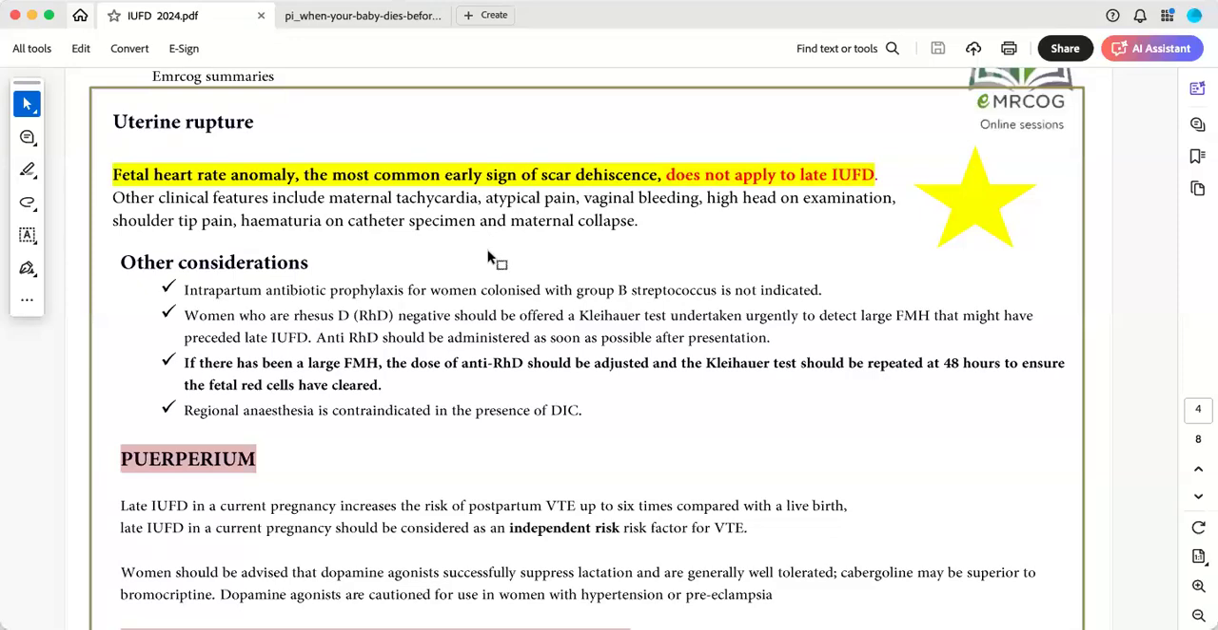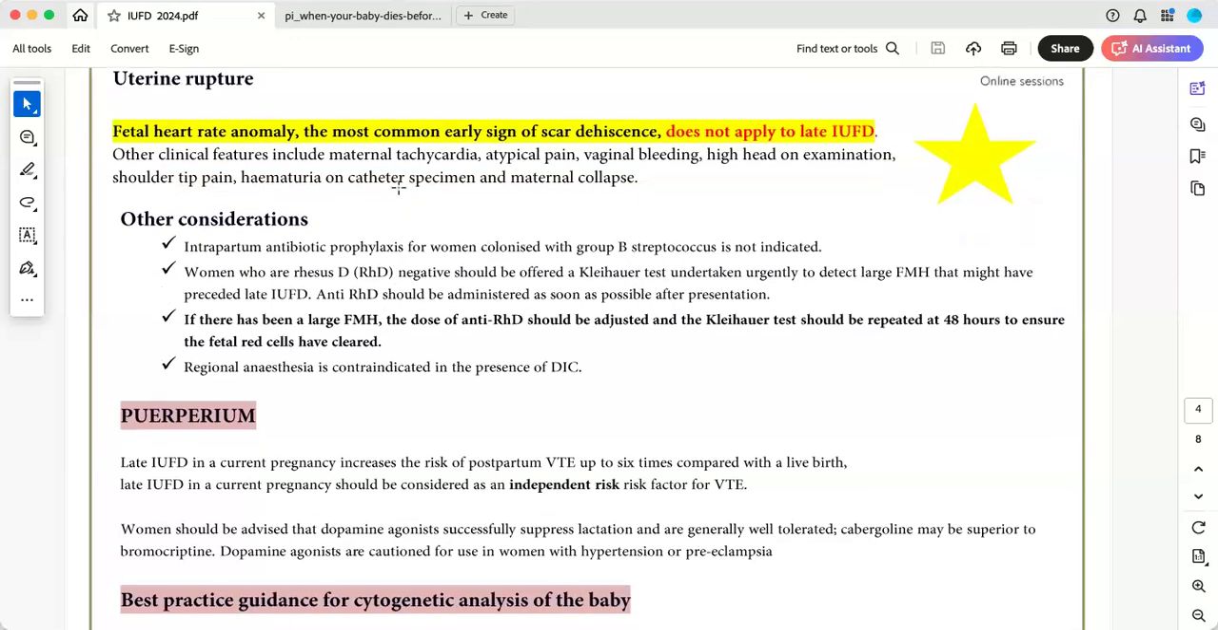Yes. So another consideration: if you have a case of group B streptococcus, she is a carrier of group B streptococcus, and she had a late IUFD, will you give her antibiotic prophylaxis against group B? Yes or no? No need. Yes, it's no need.